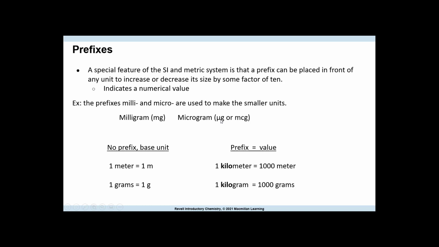It's just this, and if you don't know what this symbol is, what they use is a U and a G, and that also represents microgram.